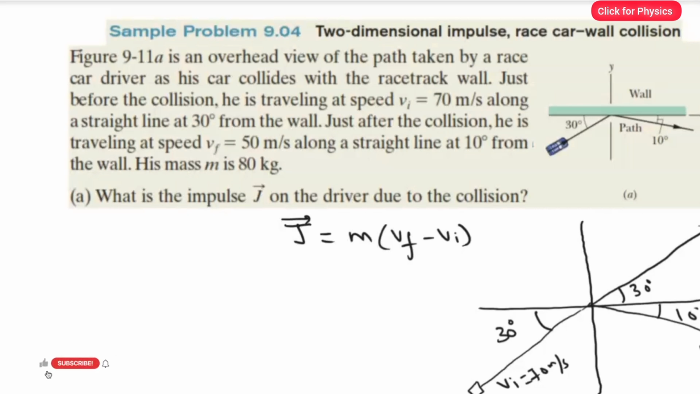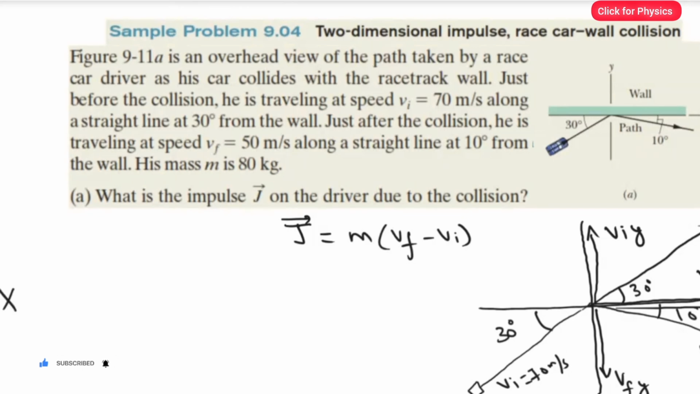Now, based on what we studied in chapter 3, vectors, we have to find the x component. This is V initial of x, this is V initial of y. Likewise here, based on this angle, this is V final of x, and this is V final of y. Now it's very easy if you consider this diagram. So now we have to find the impulse for the x component and the y component.